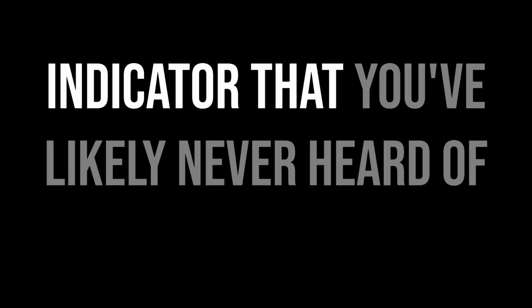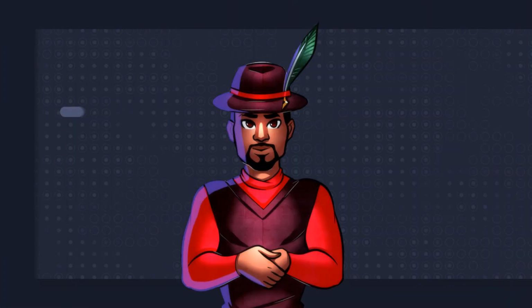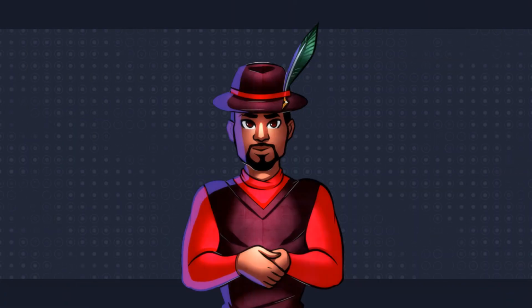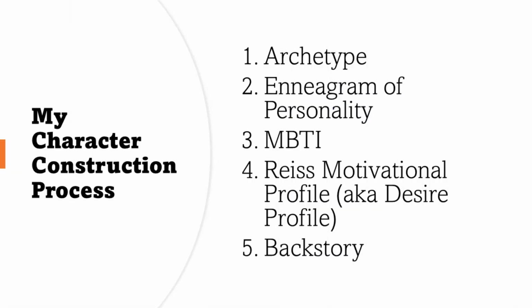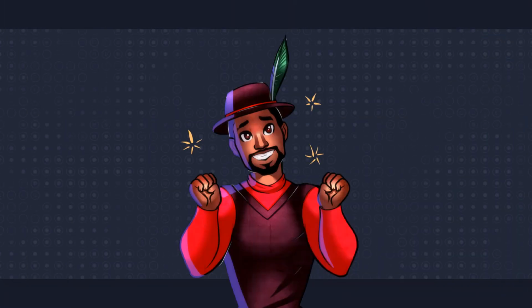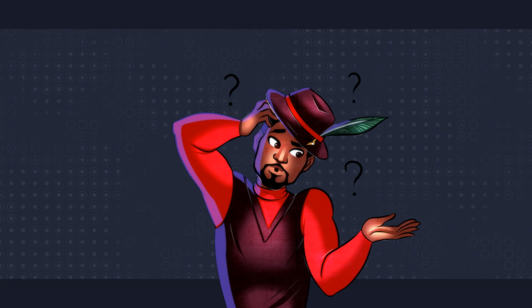I've come up with a practical use for the Myers-Briggs Type Indicator that you've likely never heard of. So, for those who haven't seen my recent videos, I came up with this whole formula for streamlining character construction. It starts with determining a character's archetype, then layers in the Enneagram, adds in Myers-Briggs after that, extrapolates information to the Reese motivation profile, and finally creates a character history to bridge the gap between their external appearance and internal world. A question I've been excited to address is, why is MBTI after the Enneagram?